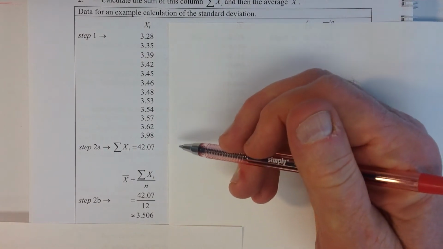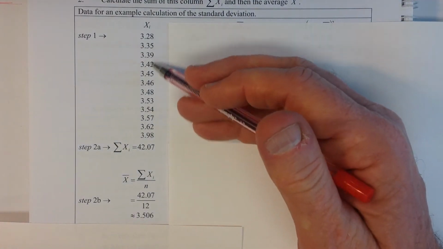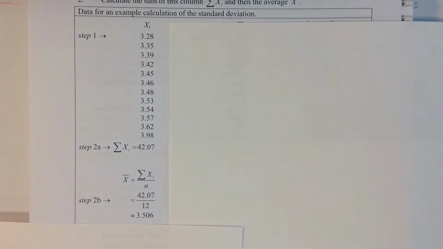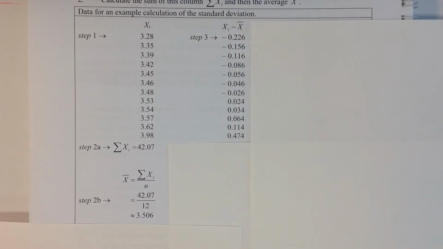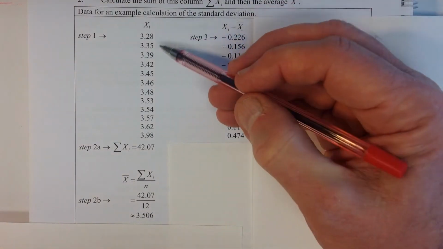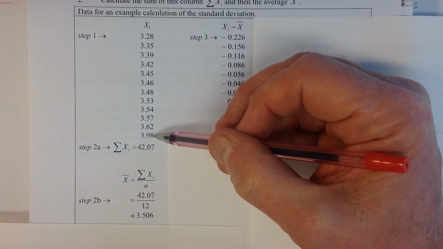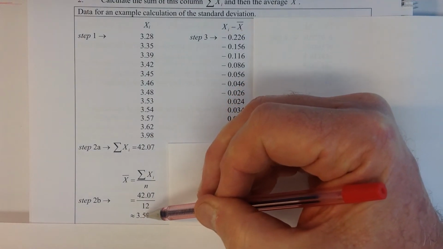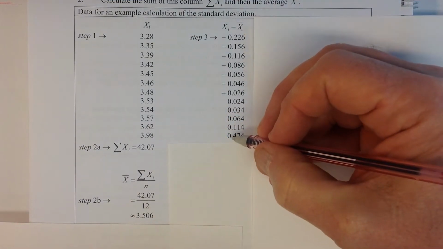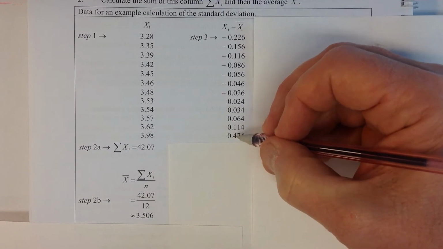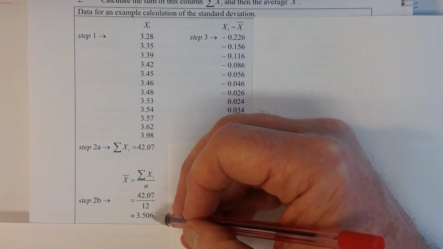Now what we want to talk about is how all of these values are scattered about the average value. You might think one thing we could do is work out the deviation from the mean, xi minus x bar. So let's look at the bottom one first. It's the largest number. 3.98 minus 3.506 is 0.474. So that is how much bigger 3.98 is than the average.